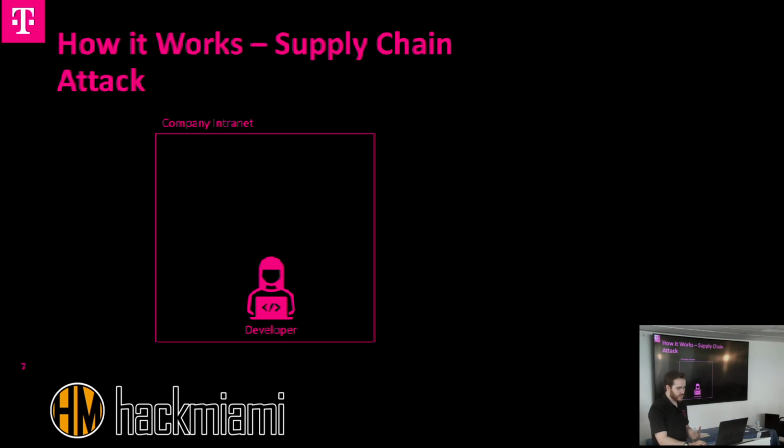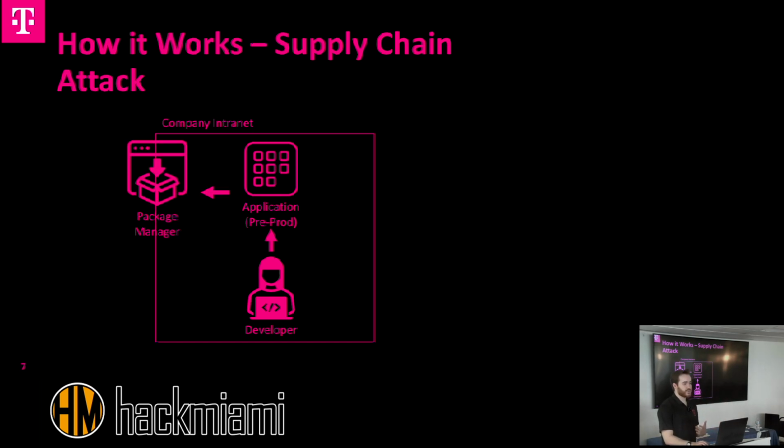So here we have a developer. They're going to be working inside our company intranet. They're inside the network. We're not exposed to the internet at all. They're going to want to create some application. In this case, it's pre-production. It's still on our network. And that application is going to require a dependency. In order to get the dependency, the application is going to reach out to the package manager. Depending on how the company structures their network, this may live inside the network, it may live outside. For purposes here, we'll say it lives right on the edge of our network.